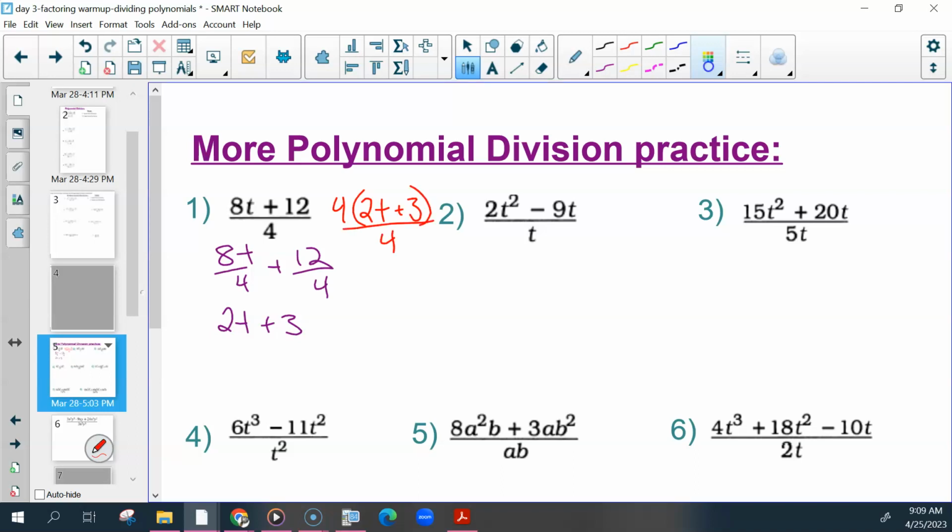So we would be factoring out the 4 like we've done, finding the GCF, but it would still be written in this form. But then these two 4s would cancel, just leaving the 2t plus 3. So whichever method you like better, do that. It'll be the same either way. The only difference is when it doesn't work out nicely, but we'll do an example like that. Okay, questions on that before we continue?